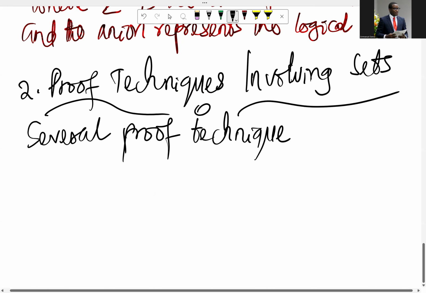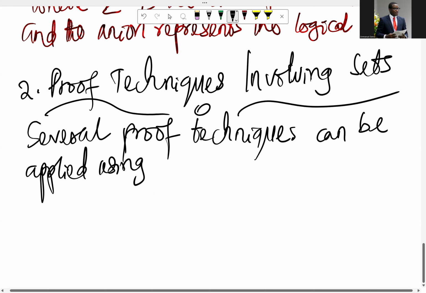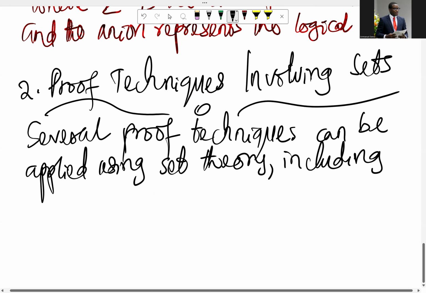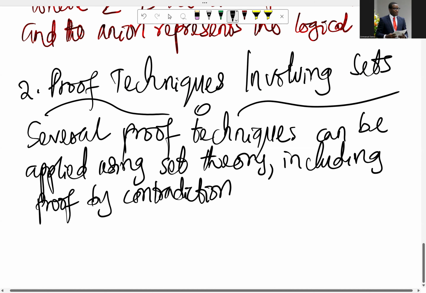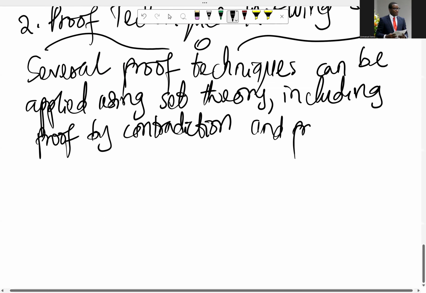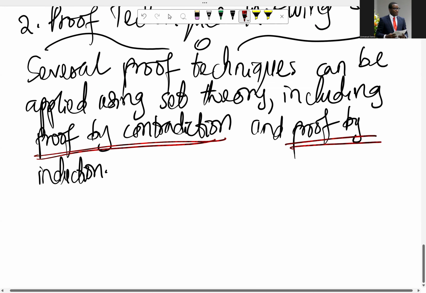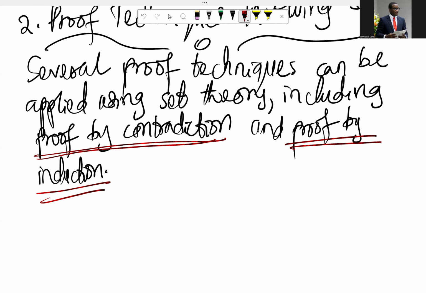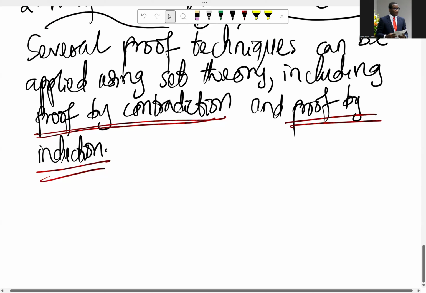I remember I have a playlist on mathematical induction, where we did a lot of proofs. Several proof techniques can be applied using set theory, including proof by contradiction and proof by induction. I have a playlist on mathematical induction, which focuses on proof by induction. Let's see how this plays out in this kind of situation.